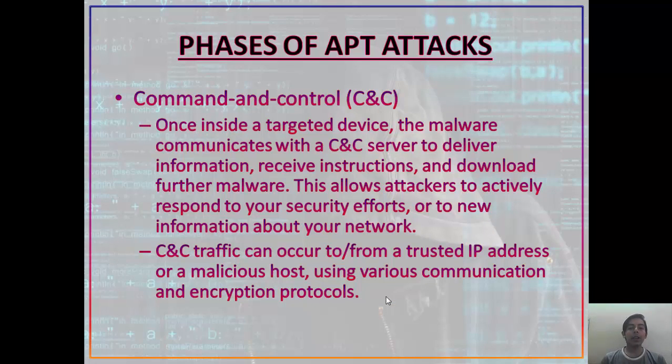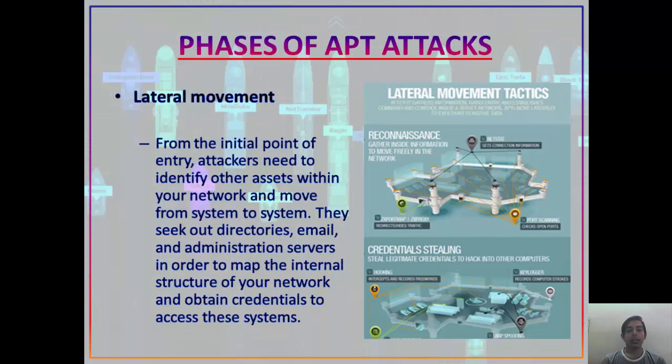Now, the third phase of an APT attack is command and control. Once inside a targeted device, the malware communicates with a CNC server to deliver information, receive instructions, and download further malware. This allows the attackers to actively respond to your security efforts or to information about your network. The CNC traffic can occur from a trusted IP address or a malicious host, using various communication and encryption protocols.